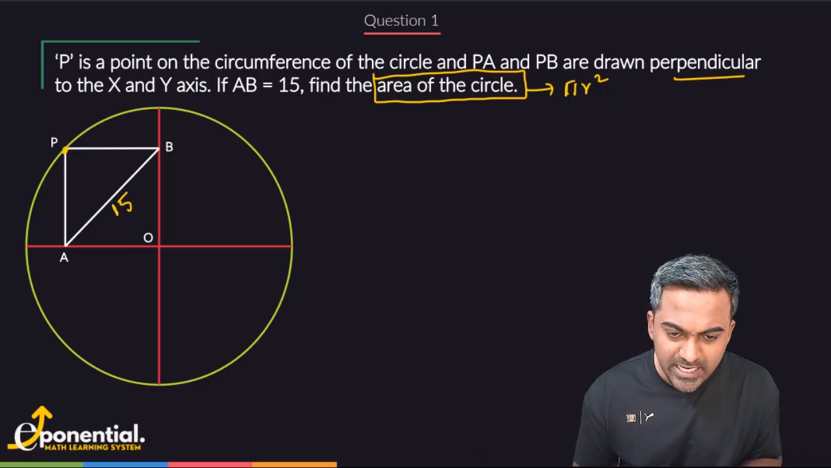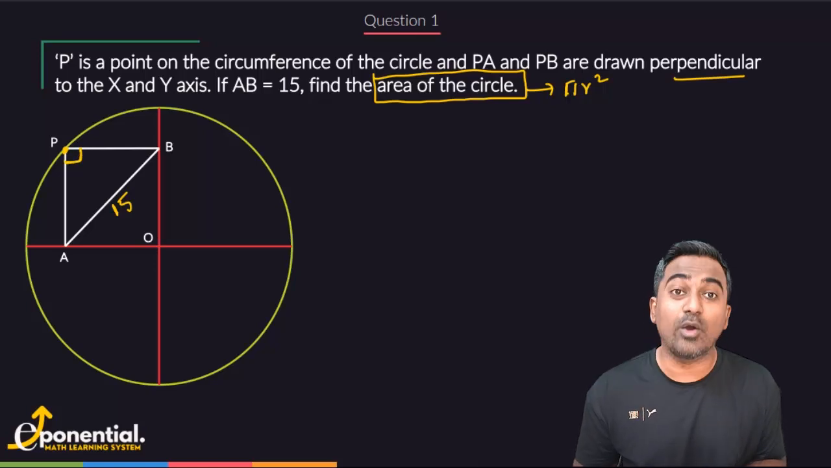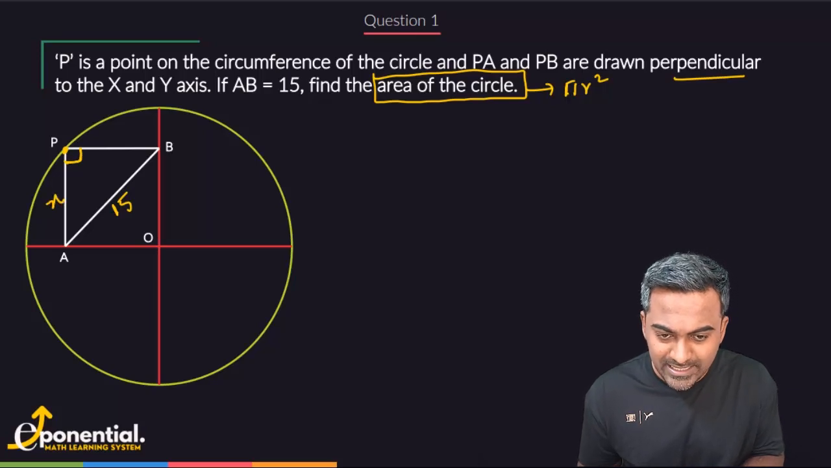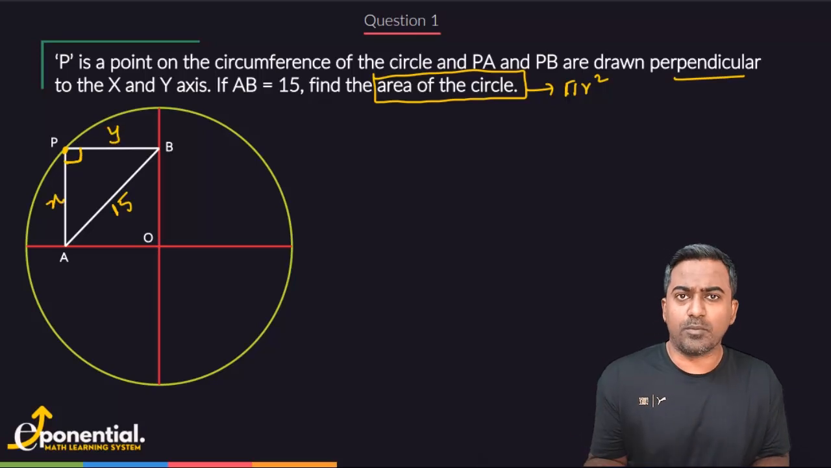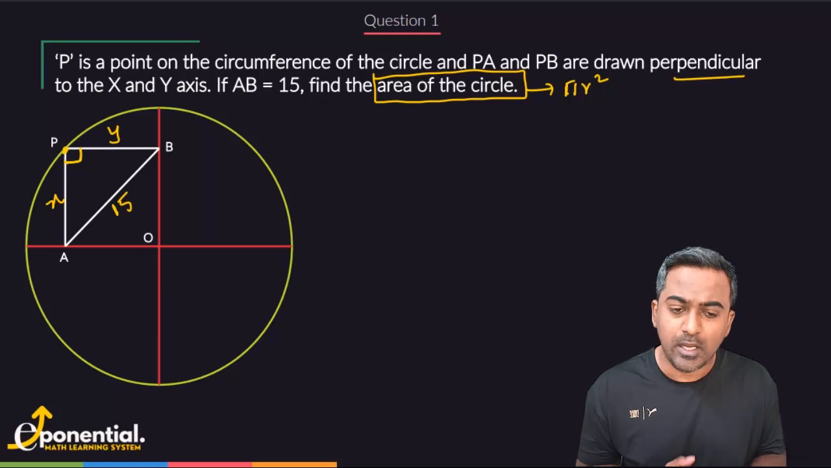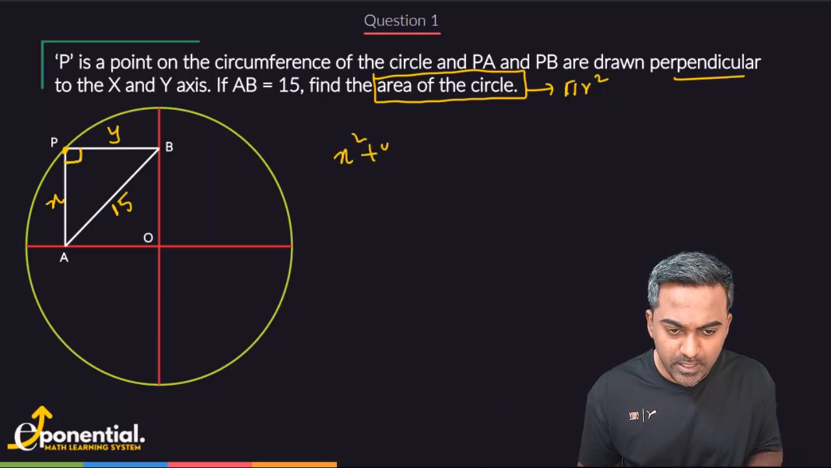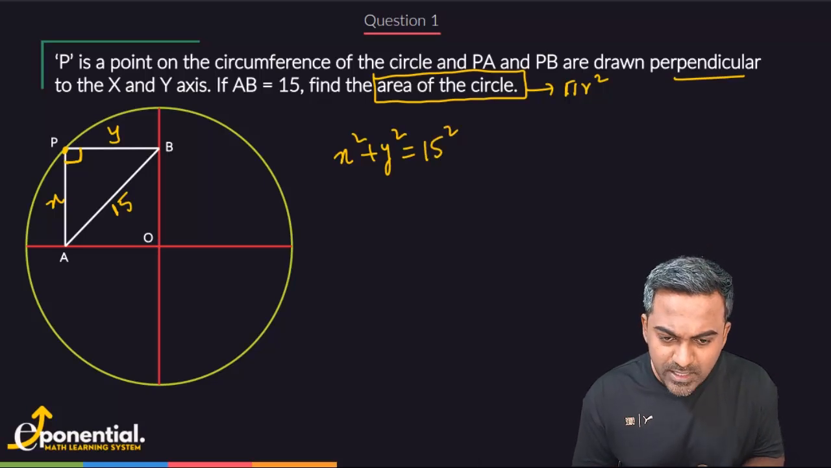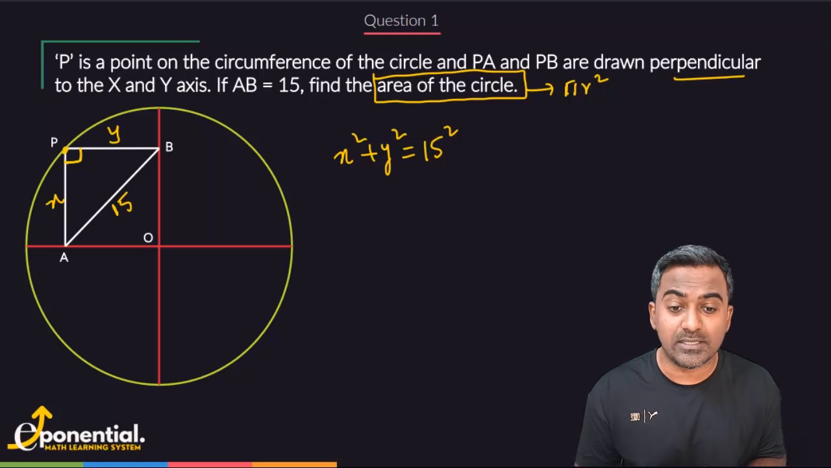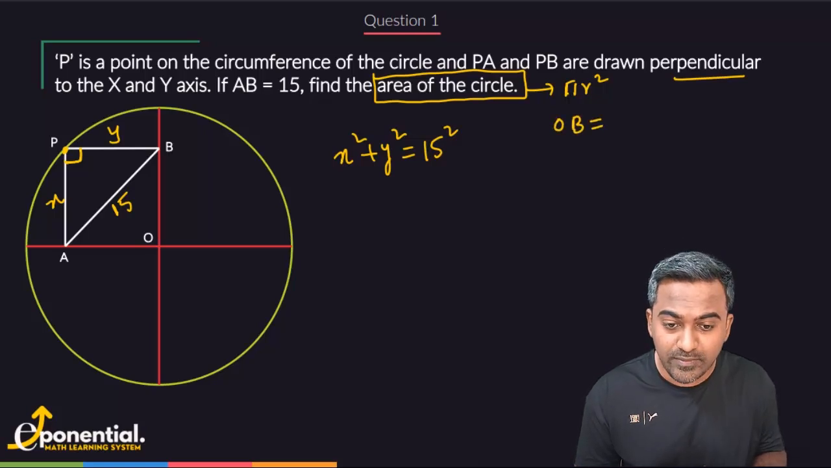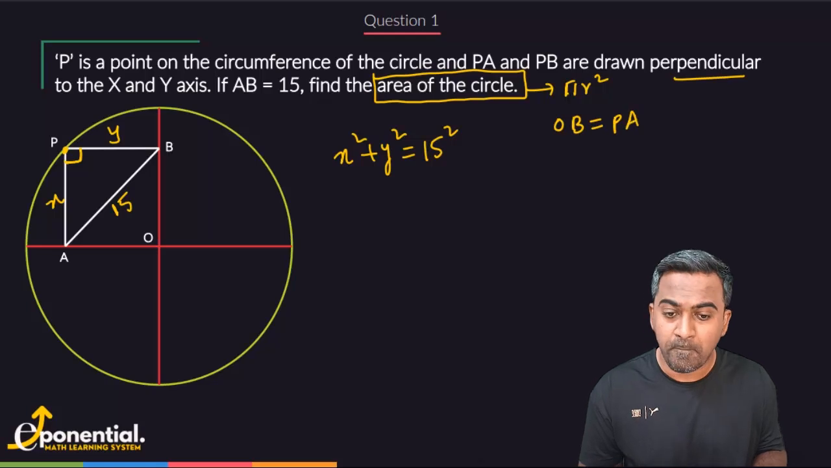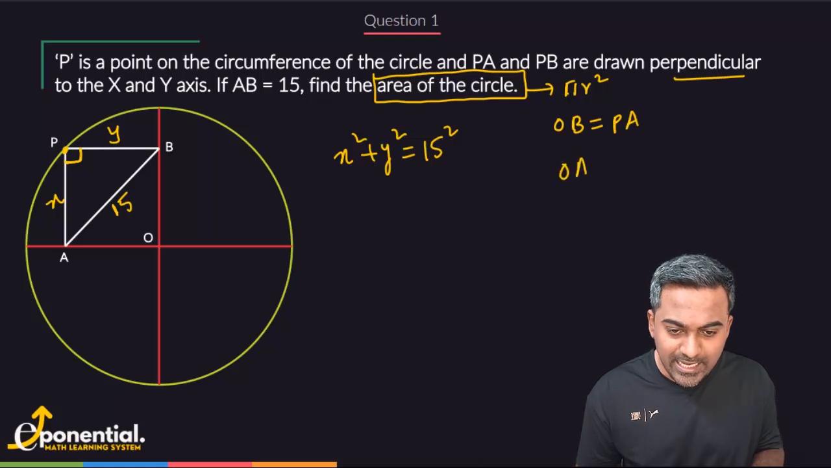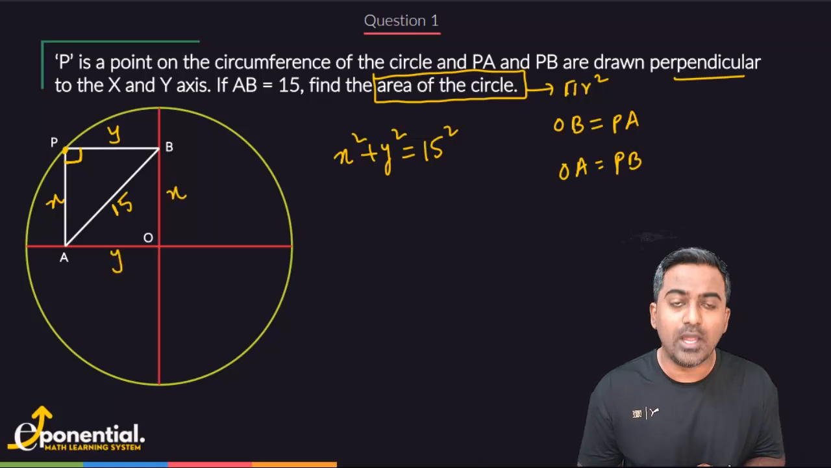Now, first thing I know is that PA and PB are perpendiculars drawn, right? So this angle has to be 90 degrees. Now, if I go ahead and assume that PA is some x and PB is some y, I've got Mr. Pythagoras, right? So applying the Pythagoras theorem, what do I get? I get x square plus y square equals 15 square. Now, if this is PA, then OB also has got to be the same, right? I can make a logical conclusion that OB has to be equal to PA, and then OA has got to be equal to PB. So this also has to be x and this also has to be y.